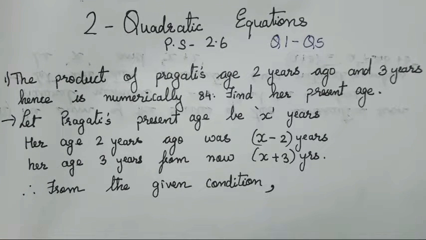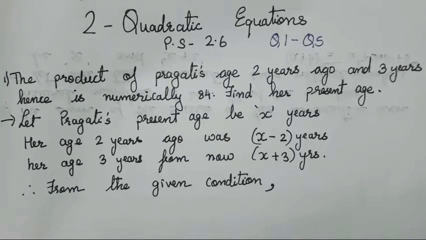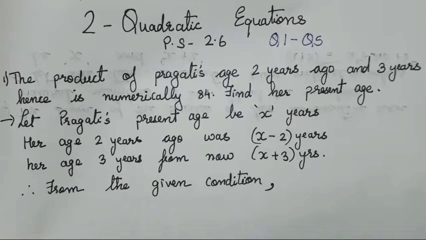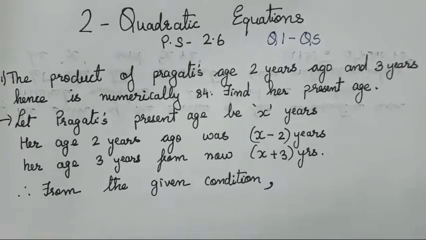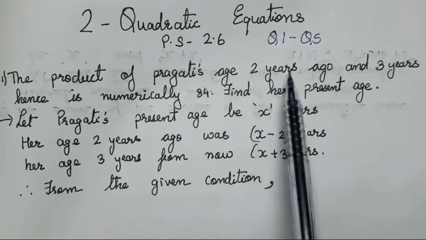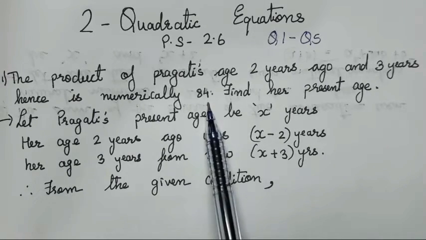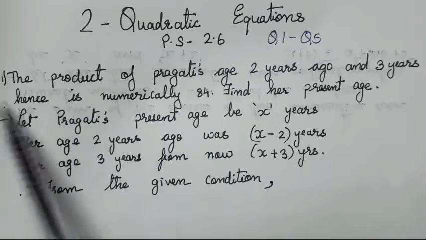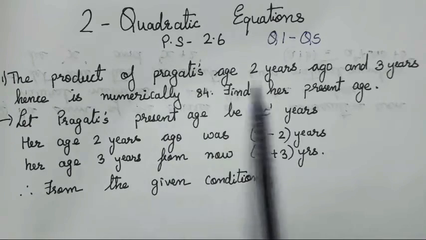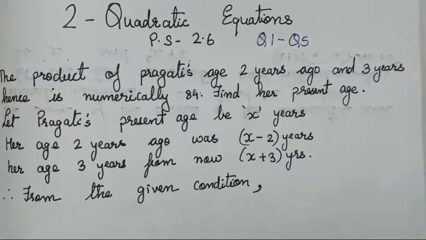Today we are going to study chapter number 2, quadratic equation, practice set number 2.6, question number 1 to question number 5 we will be completing in today's video. So let's start with the first question. The product of Pragati's age 2 years ago and 3 years hence is numerically 84. Okay, so this is the equation that we have to form using the given information. Find her present age. We need to find her present age.